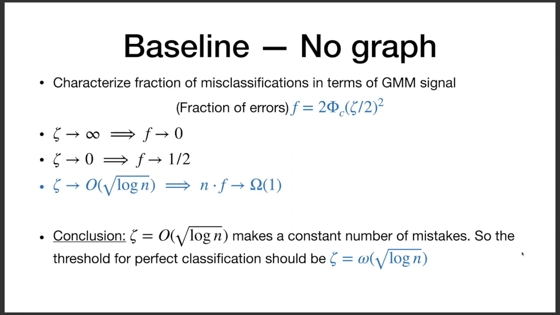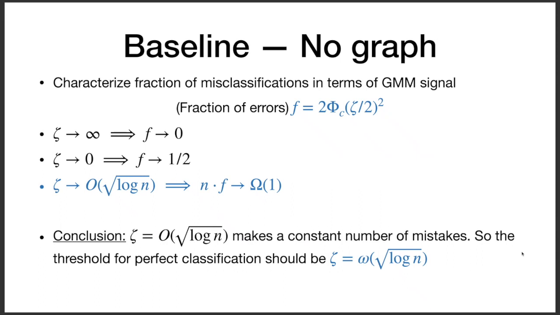So the intuition from this expression for f is that first, if the signal zeta in the mixture is very large, then there exists a classifier that makes zero mistakes. Second, if the signal is very small, then any classifier will make a mistake on half of the nodes, meaning that no one can do better than a coin toss in this case. And third, if the signal scales with at most square root log n, where n is the number of nodes, then an ideal classifier will still make a constant number of mistakes.